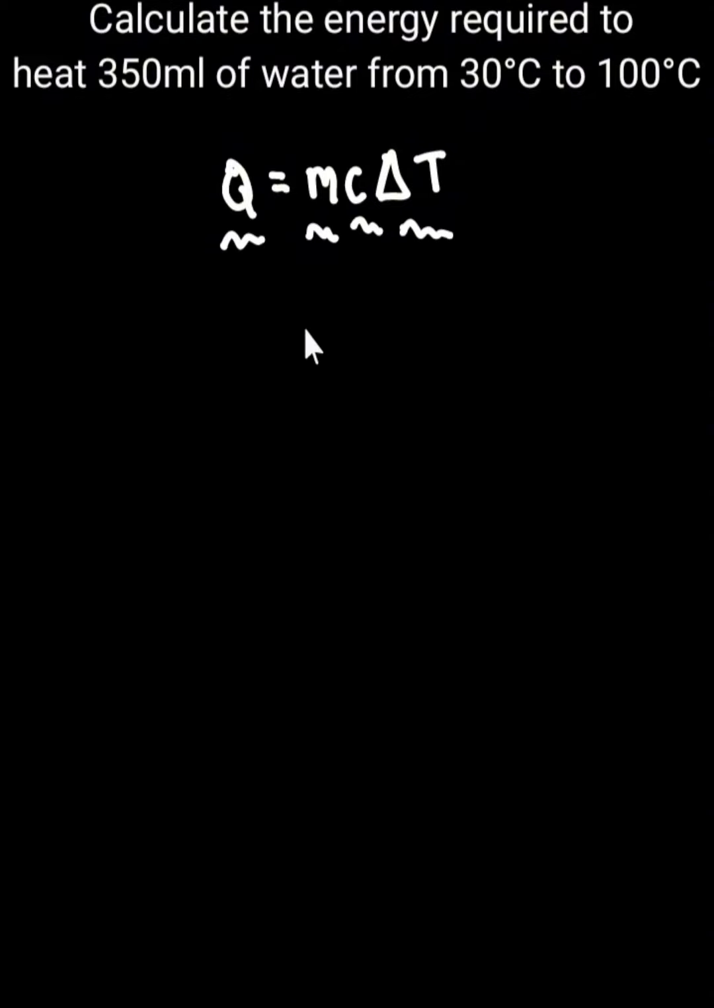Okay, considering this problem, calculate the energy required to heat 350 milliliters of water from 30 degrees Celsius to 100 degrees Celsius. We need to use this formula right here. So that's the energy, this is the mass, specific heat capacity, and temperature change.